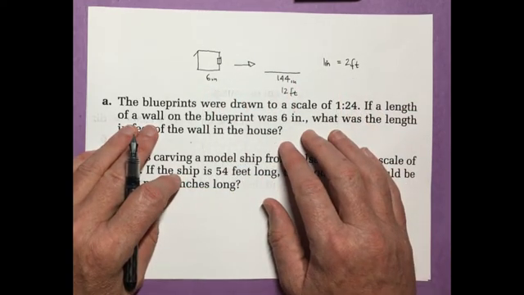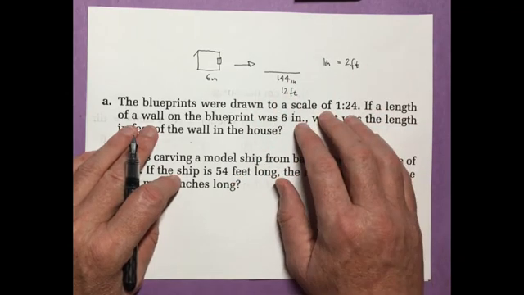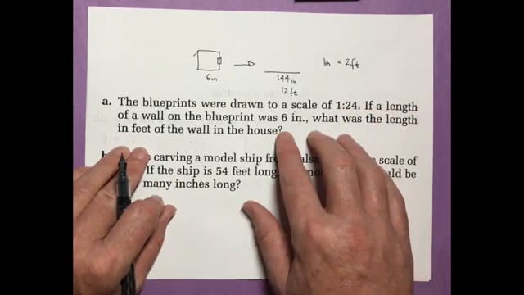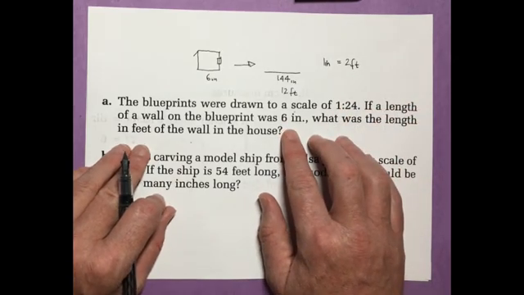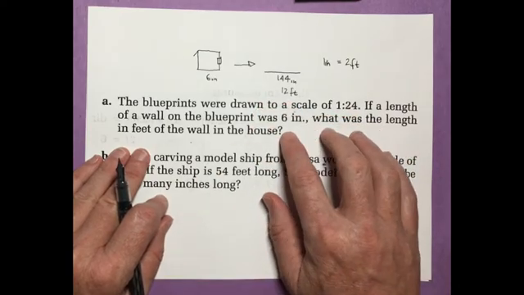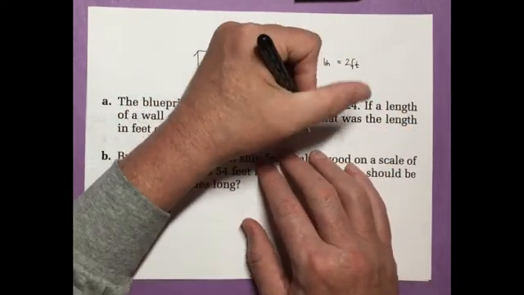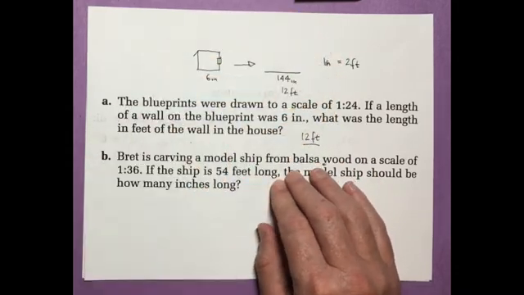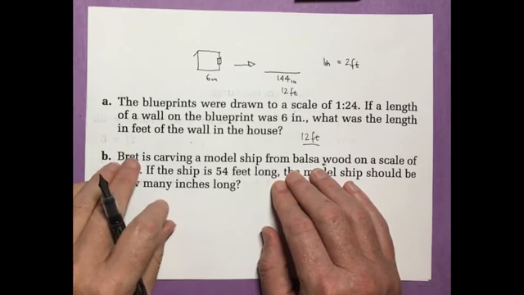There we go. So we've got our conversion from inches into feet. That means 6 inches on the blueprint should be 6 times 2, or 12 feet on the house. There you go.